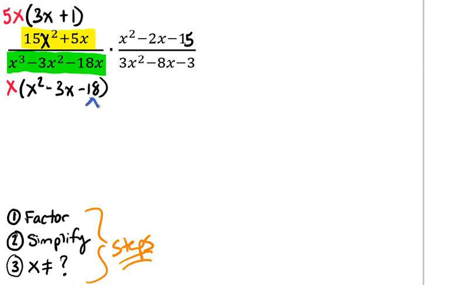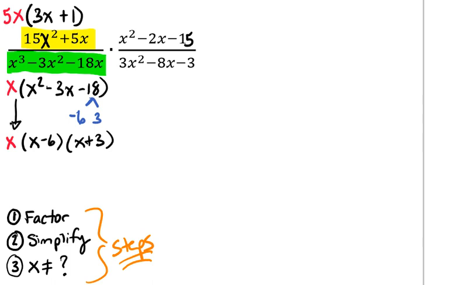We want to know what negative 18 will break down to be if I wanted to multiply to negative 18 but add to a negative 3. And those factors are negative 6 and positive 3. So we can actually rewrite these factors as x times x minus 6 times x plus 3, because remember that x still has to come down.